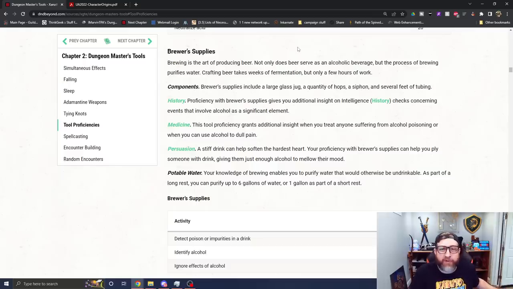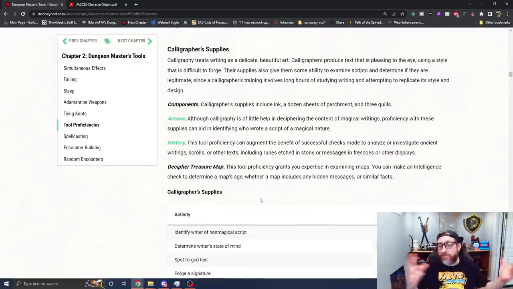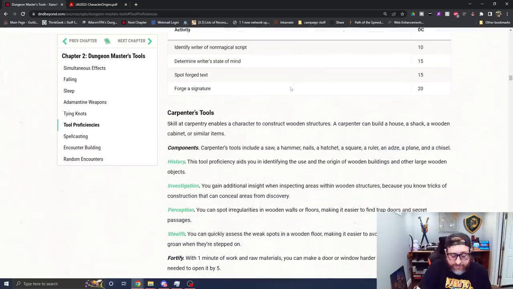I know this book's been out for like 5+ years, more than that, but it's still blowing my mind. Let's keep going. Calligrapher supplies, ones that probably nobody takes. Arcana. Although calligraphy is of little help in deciphering the content of magical writings, proficiency with these supplies can aid in identifying who wrote a script of magical nature. History. This tool proficiency can augment the benefit of successful checks made to analyze or investigate ancient writings, scrolls, or other texts, including etchings in stone or messages on frescoes or other displays.